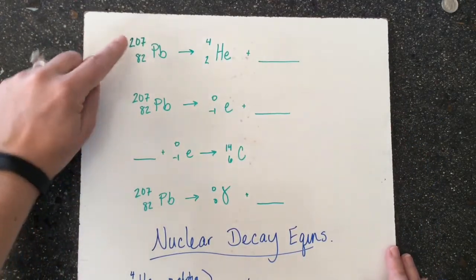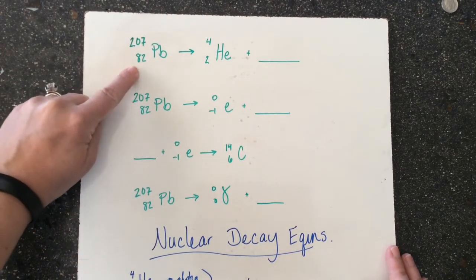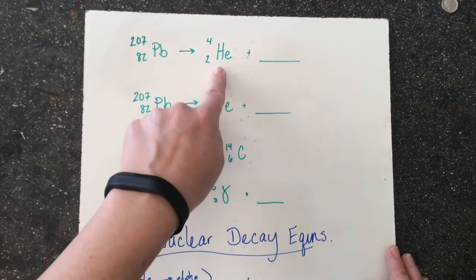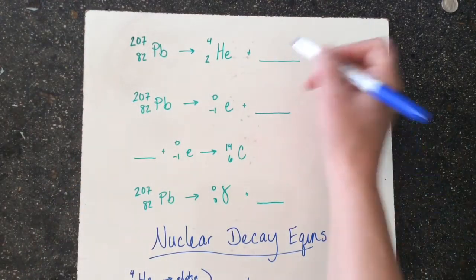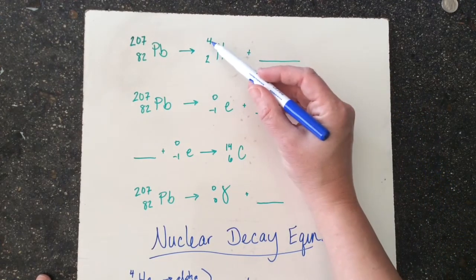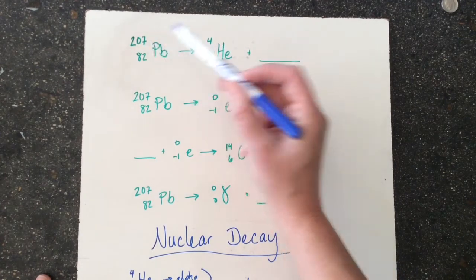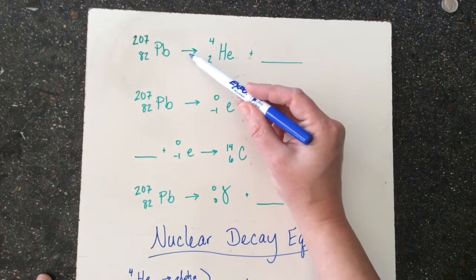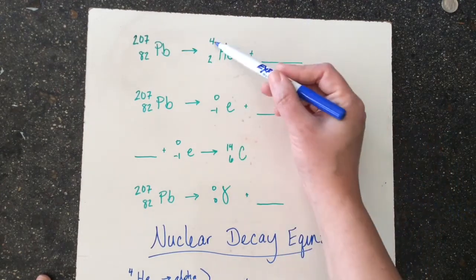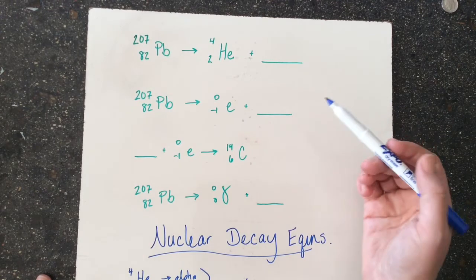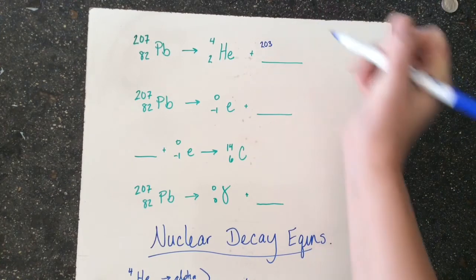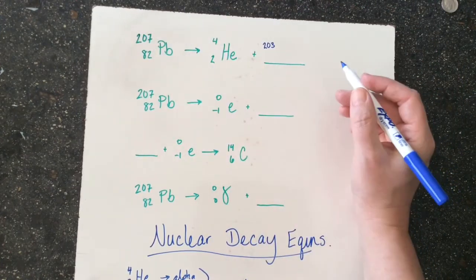Starting at the top, we have lead, which is atomic number 82, so it has 82 protons, and it has a mass number of 207. What this is saying is it's going to emit an alpha particle, and we want to find out what's left over when it emits this alpha particle. To do that, what we know is the sum of the mass numbers, which are the top numbers, must be equal on either side of this arrow. So whatever we have adding up over here has to equal 207. If this is 4, that means 4 plus something has to equal 207, and wouldn't that be 203? Because 203 plus 4 equals 207.